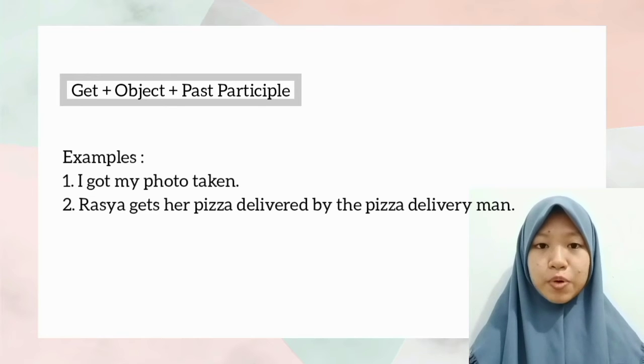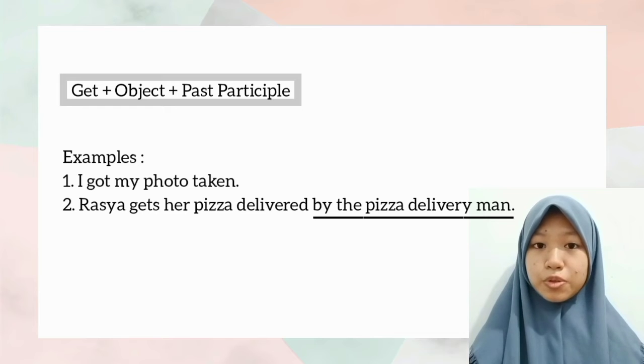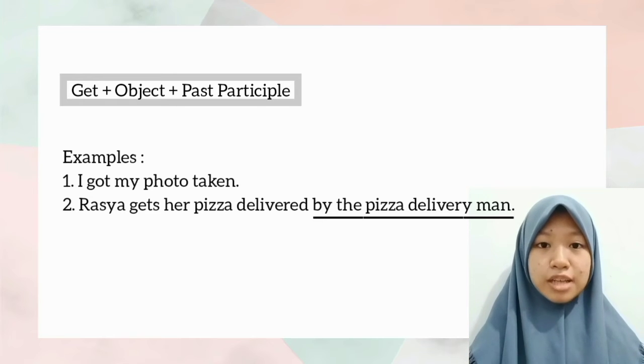So in this example, Rasya wants to eat pizza, but she doesn't want to go out, so she decides to order a pizza. And so Rasya gets her pizza delivered by the pizza delivery man. And as you can see, in the first example, I didn't mention the person who did it for me, and in the second example, we can mention the person who does the action.